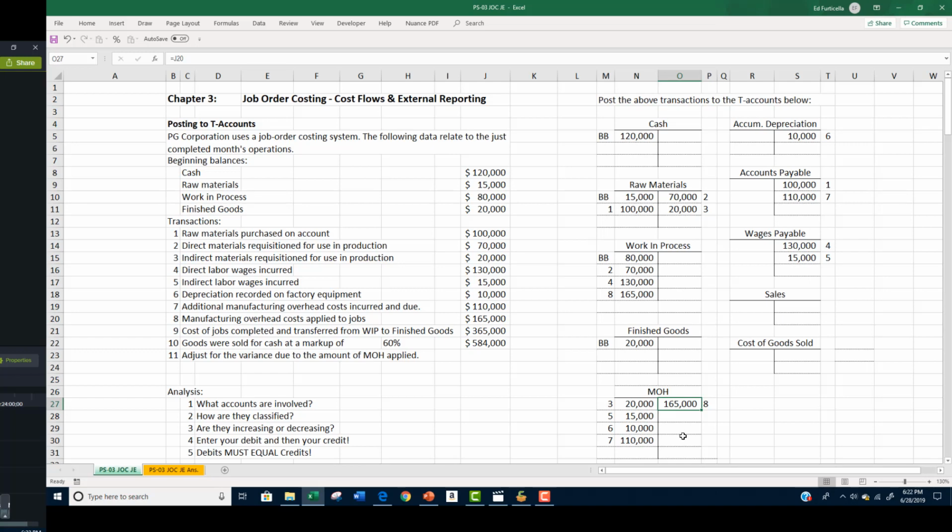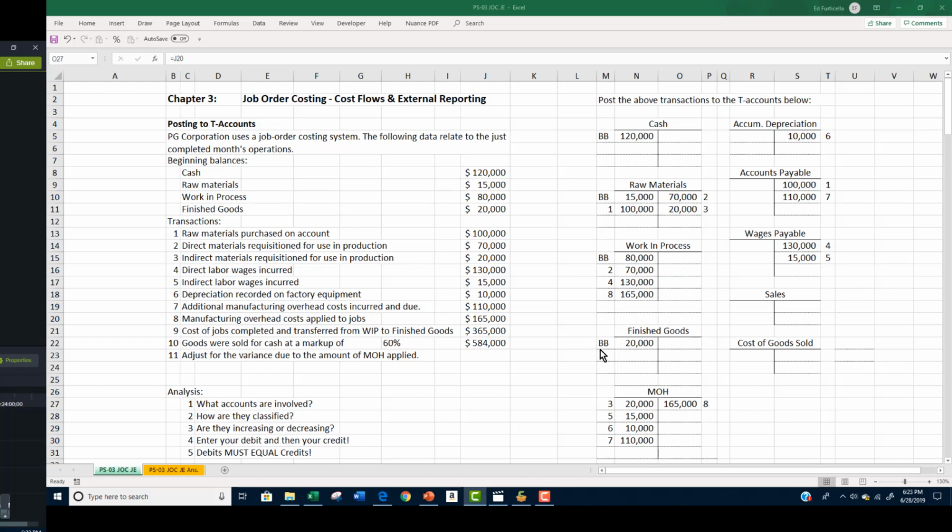Transaction number 9 asks that we record the cost of jobs completed and transferred from work in process to finished goods inventory. So all along, we've been saying that the work in process account is used to track cost of production until the goods are finally finished. Once the goods are finished, we move those goods or transfer them out of work in process and record them in the finished goods inventory account. Transaction 9 is doing that.